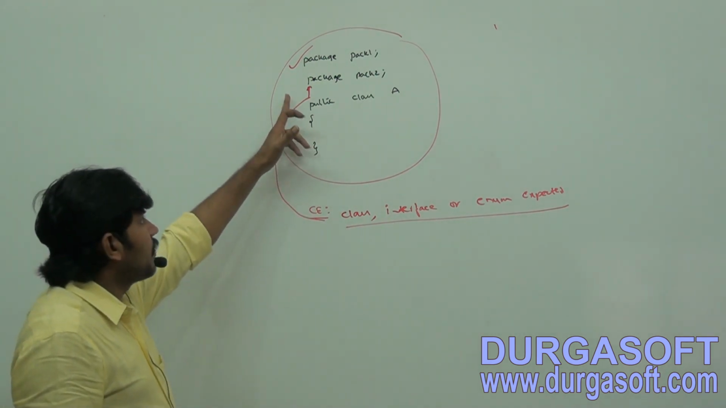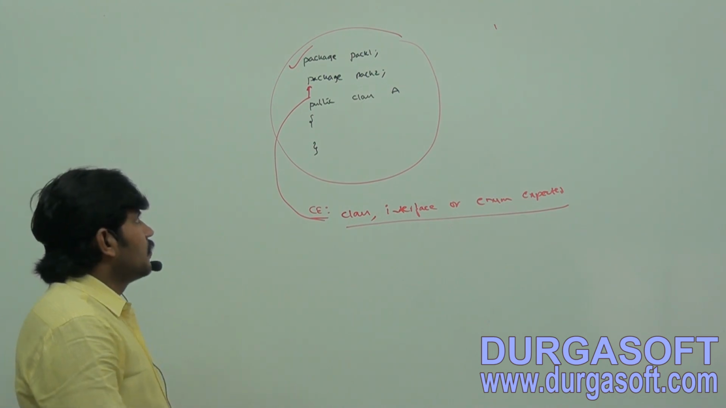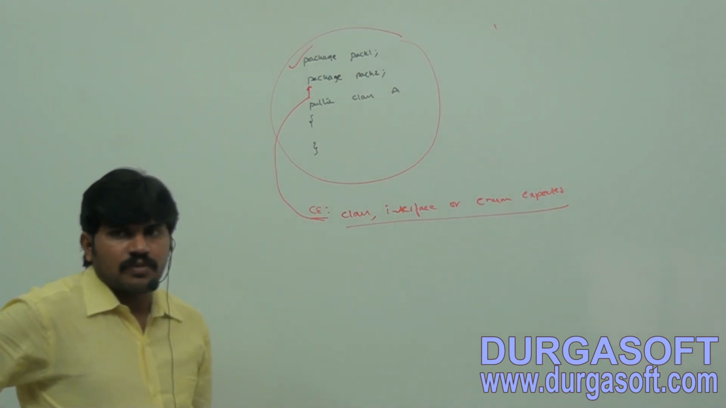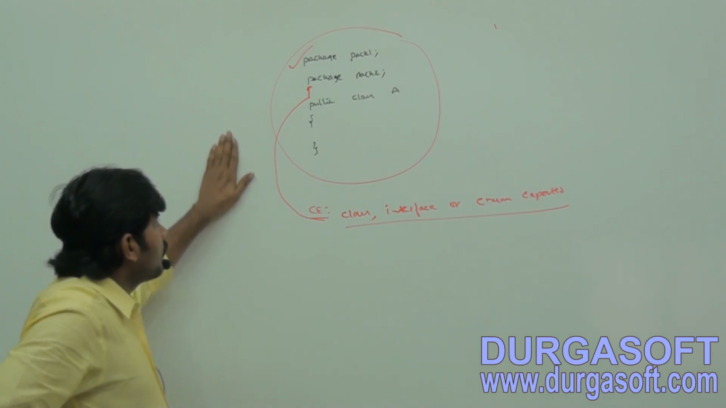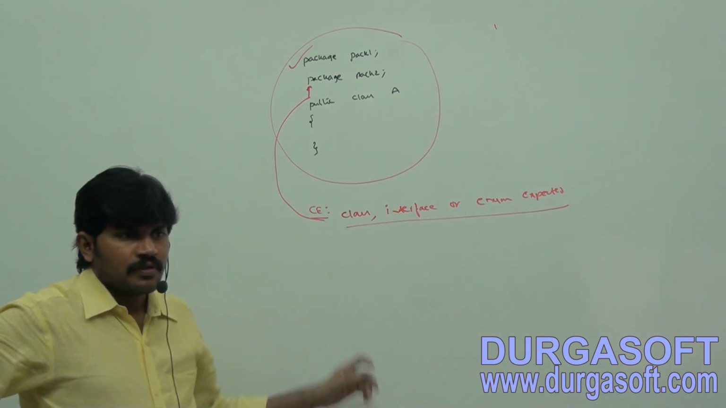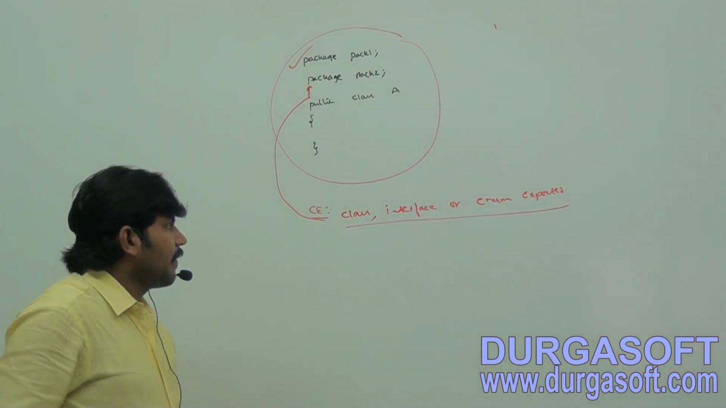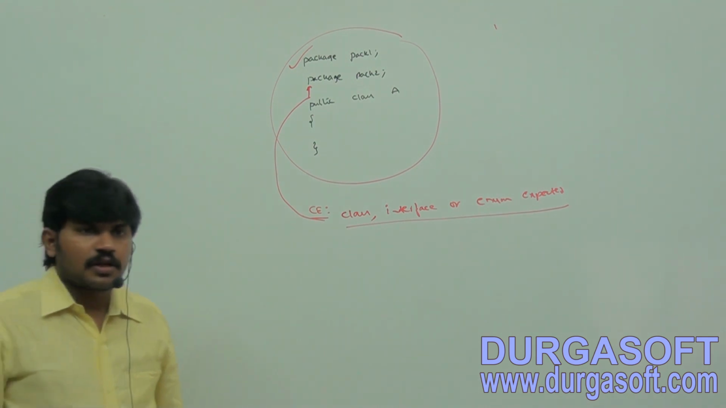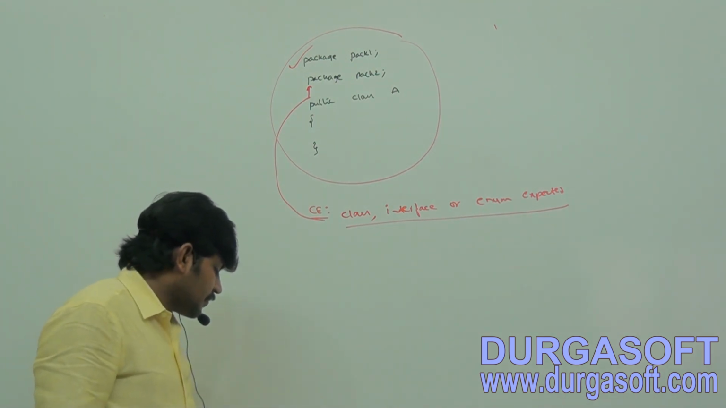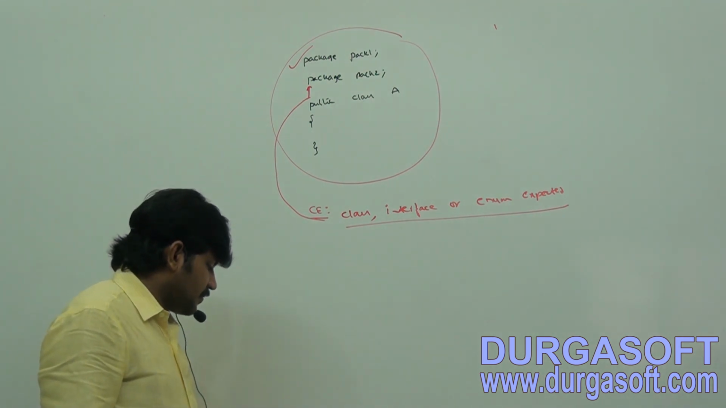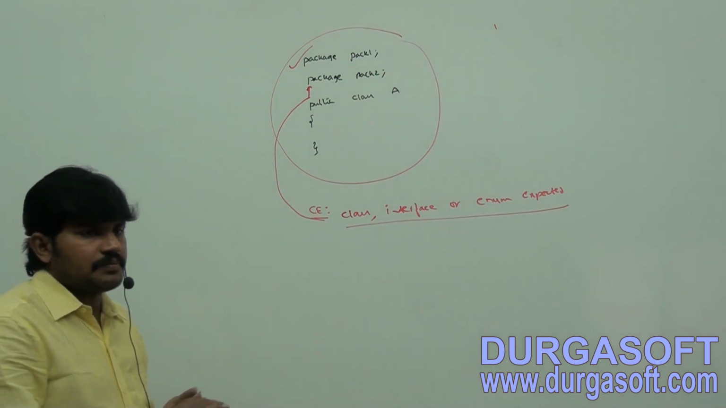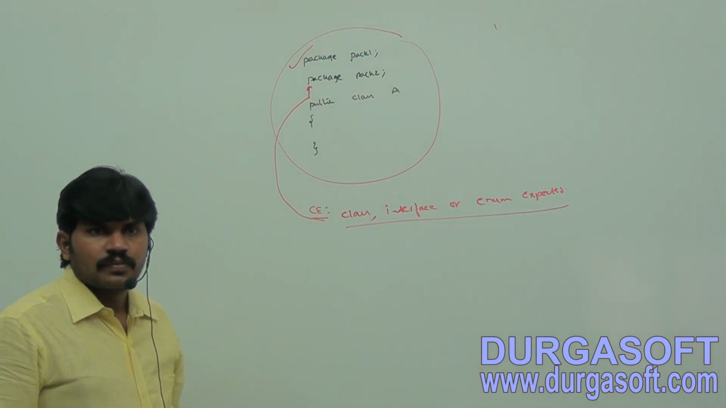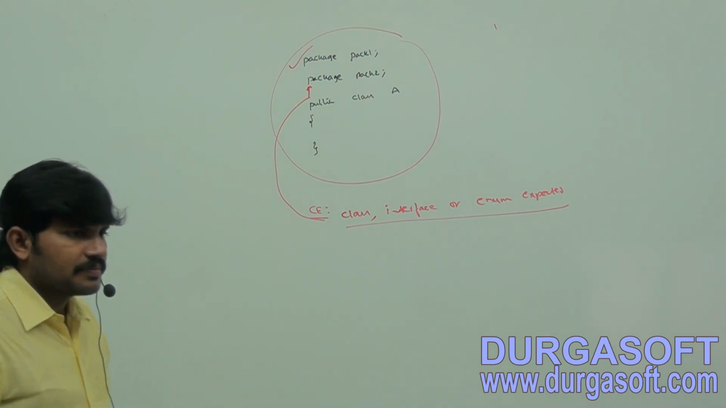Okay, take this part. Package pack1, example package pack1, package pack2. Next, public class A. You are going to get a compile time error saying class, interface or enum expected. I hope it is clear for all of you, right?